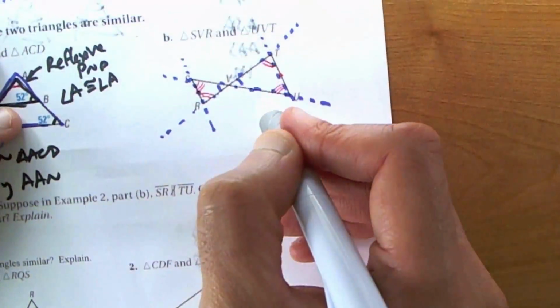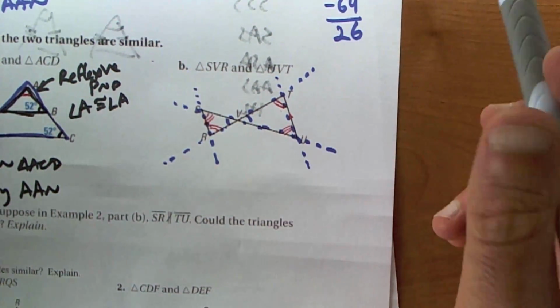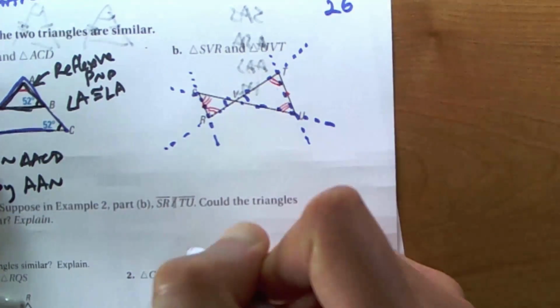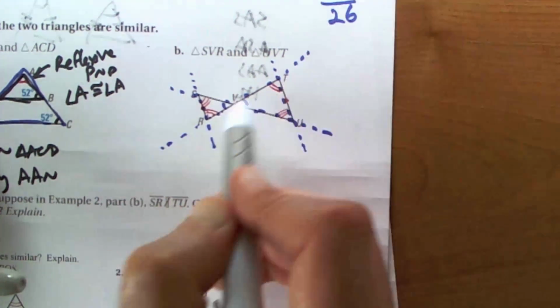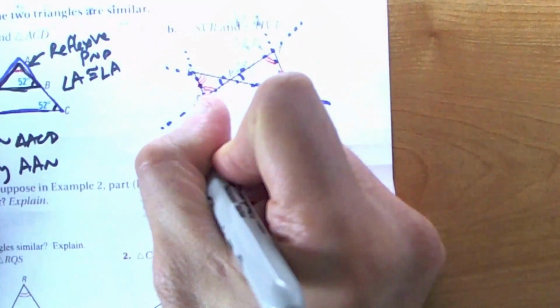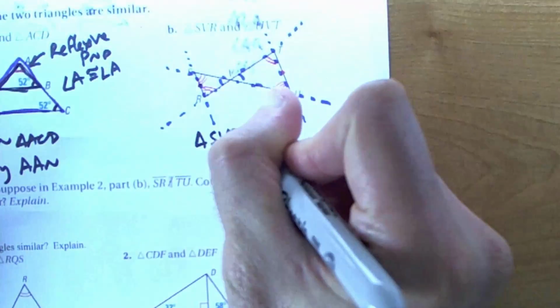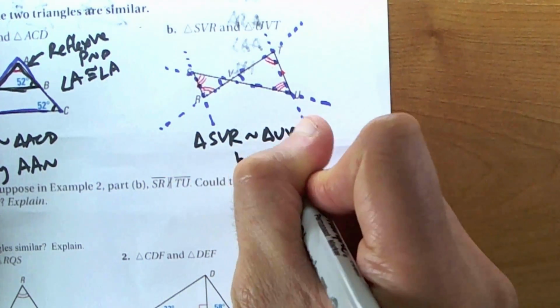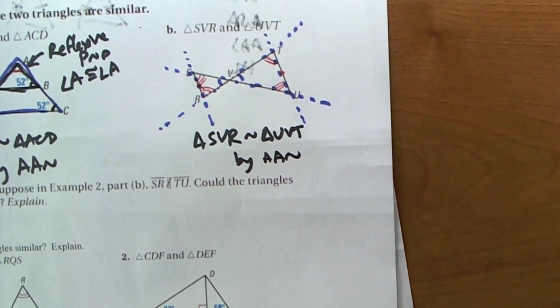In fact, you didn't have to add both of those. You could have added either one. So we actually had some choice here. You could have added vertical angles plus one of these, or you could have just added the two pairs of alternate interior angles. But in the end, either way, you can say triangle SVR is similar to triangle UVT, again, by AA similarity. Now, number 3.